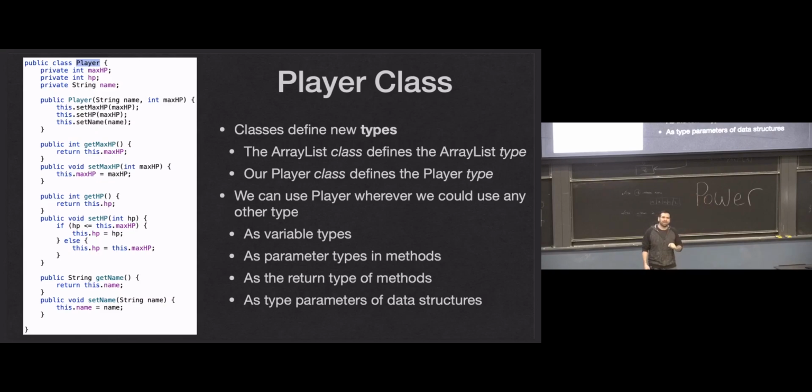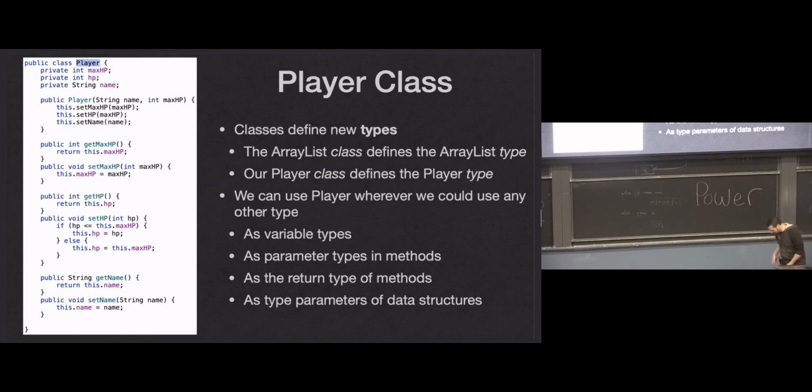So a class defines a type, and now we can create objects of that type, and we can create methods that have parameters of this type. We can create variables of type player. We can create methods with a return type of player, and we can create array lists and hash maps that have type parameters of type player. Anywhere where we could use our other types, or other non-primitive types, I should say, we can use the player type.